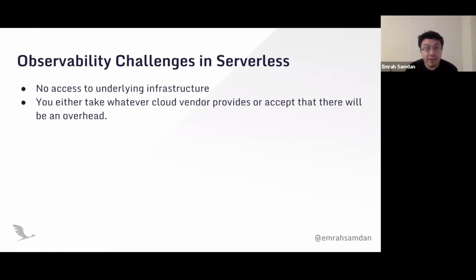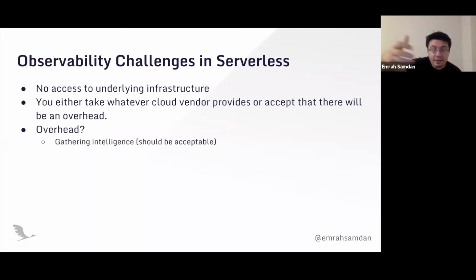You should take whatever the cloud vendor provides, or you should implement something that will introduce an overhead to your applications. What I mean by overhead is that you need to run a kind of sidecar process or thread in your application to gather intelligence. And that should be acceptable in terms of how lightweight Lambda functions should be.